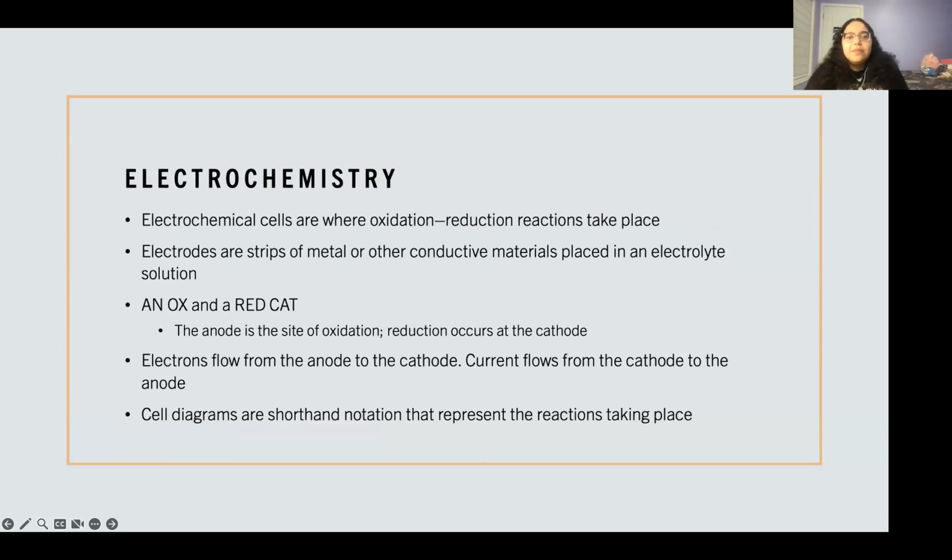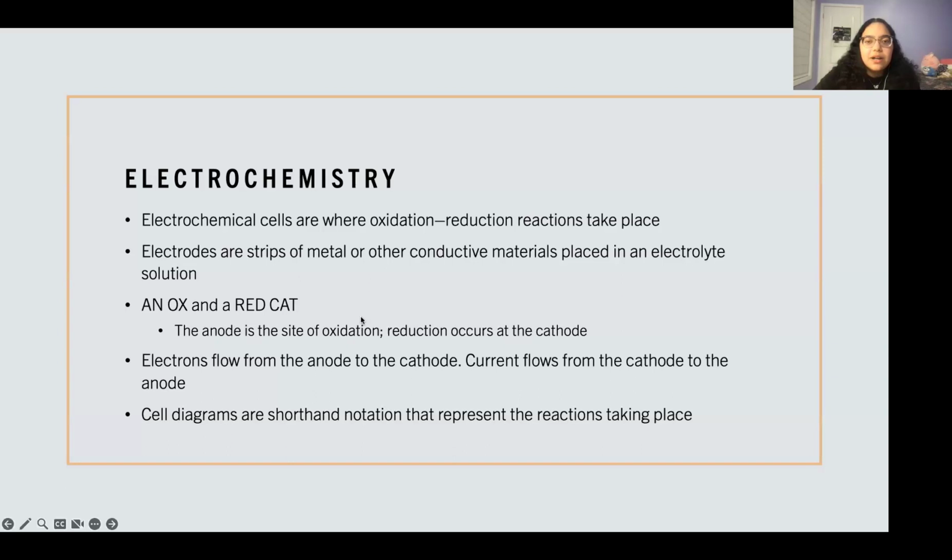And then more on electrochemistry, the cells are where these oxidation-reduction reactions take place. Electrodes are strips of metal placed in electrolyte solution. And then you have the anode and the cathode, and the mnemonic I use is an ox and a red cat. So the anode is the site of oxidation, and reduction is at the cathode. Electrons will flow from the anode to the cathode, but current flows from the cathode to the anode.